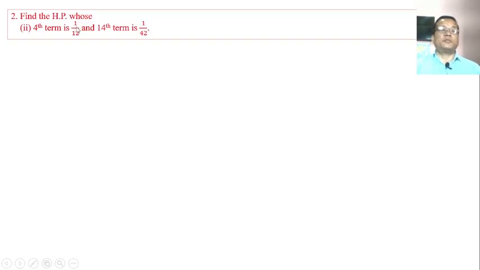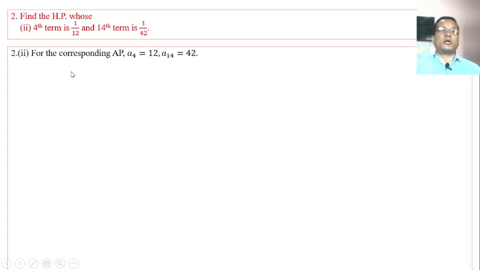Find the HP whose 4th term is 12 and 14th term is 1 by 42. HP calculation: we take the corresponding AP, so except for HP. For the corresponding AP, A4 is the reciprocal of 1 by 12, which is 12, and A14 is the reciprocal of 1 by 42, which is 42. For the corresponding AP, the 4th term is A plus n minus 1 times D, equal to 12, equation 1.